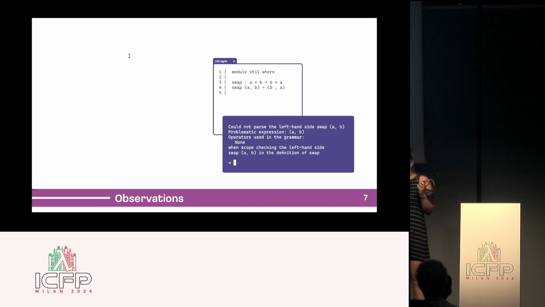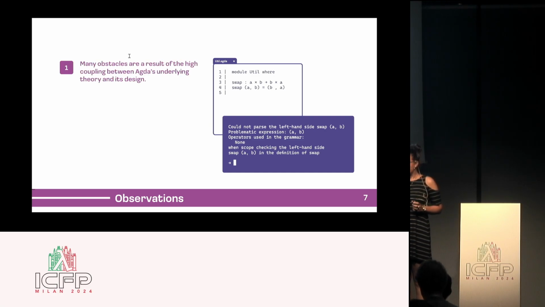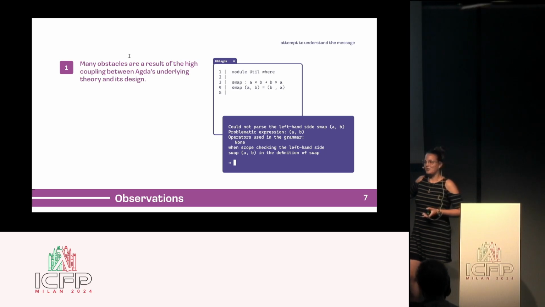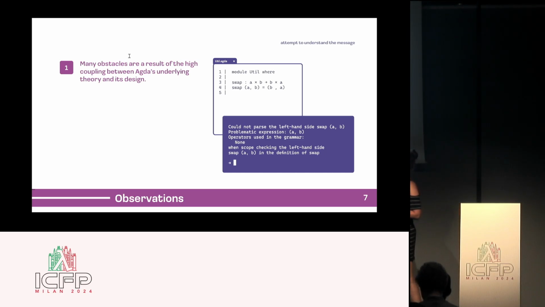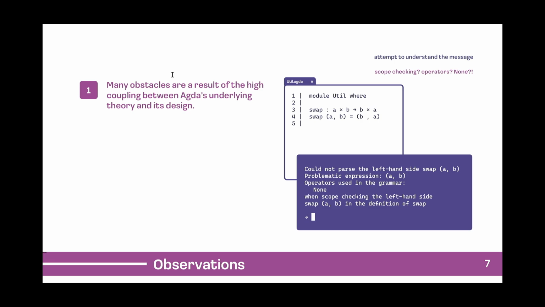So the first thing we can observe from our obstacles is that many of them are a result of the high coupling between Agda's underlying theory and its design. So imagine you get this code as a beginner, and you think to yourself, what's the first thing I do? I attempt to understand the message. But if you look closely, there's a lot of terms that someone new is like, what? Scope checking, operators, grammar? I'm very confused. So you can see that there is this link between the theory and the design.